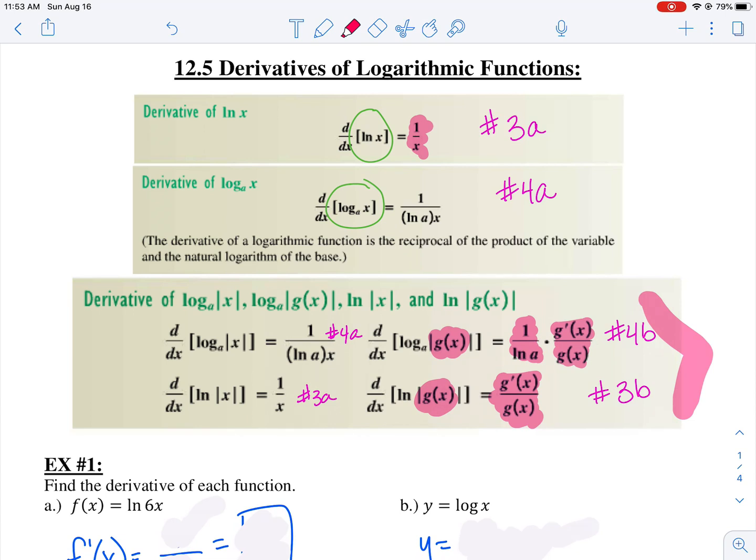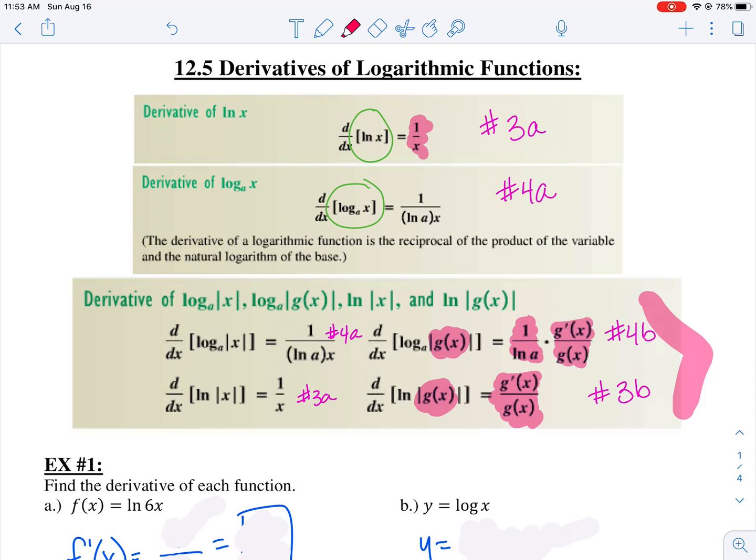Now I do have proofs also for these derivative rules, so you're welcome to look at those to see how we came up with these rules and how and why they work. Those are posted on Canvas, so before you get started you can check those out so it makes a little more sense of how we came up with those rules.